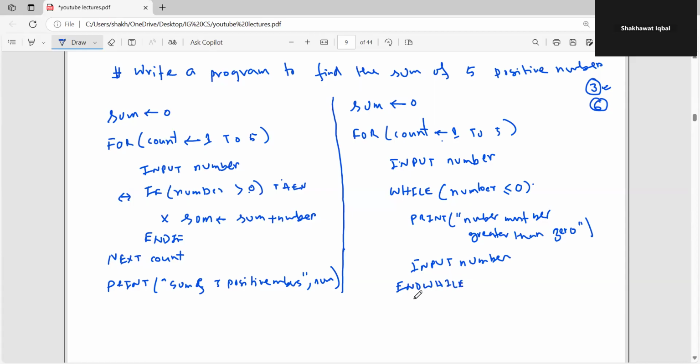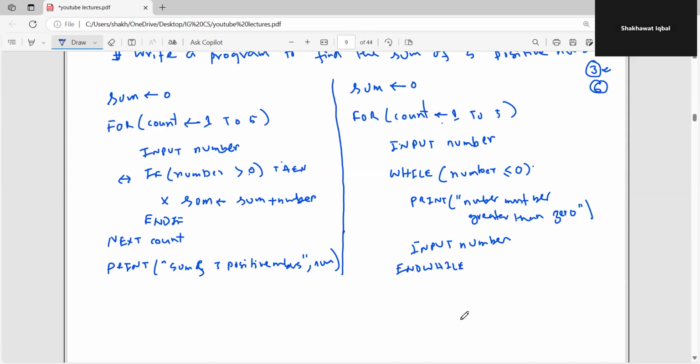Just give me a moment, I'll explain how it works. Then we'll write here sum equals sum plus number. Next count. Then print sum of 5 positive numbers is sum. Right? Let's see how it works.